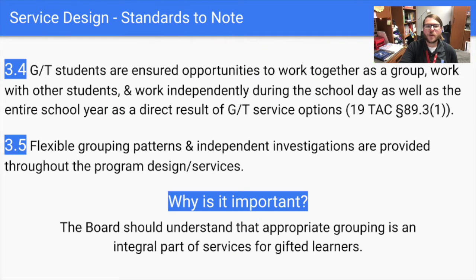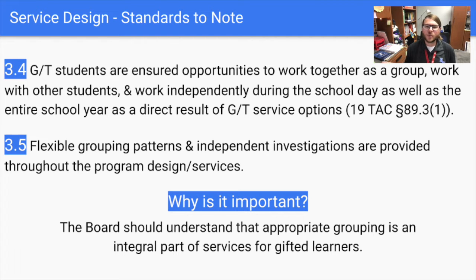Okay, 3.4 and 3.5 go in depth on how to appropriately group GT students. The Texas State Plan says that you have to group them appropriately, and TEA on their website clarified that in order to create flexible grouping, every GT student should be in a classroom where at least 33% of the students are GT. In other words, if you have a classroom of 24 kids, about 8 of them should be identified GT. That's so that they can work with students with similar needs and abilities.